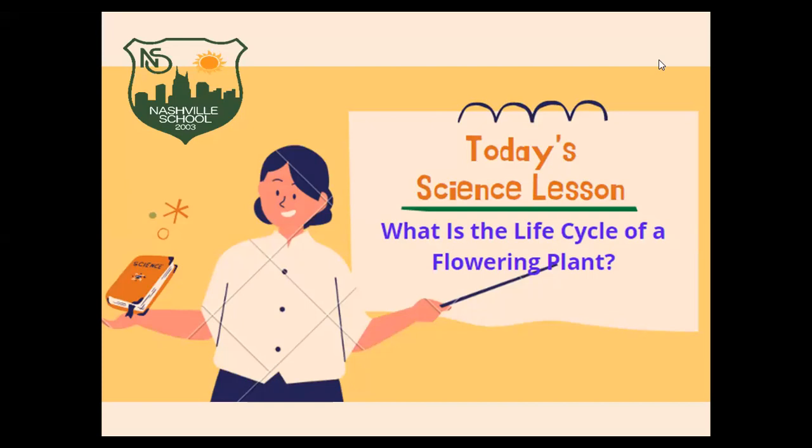So today's science lesson is: what is the life cycle of a flowering plant? You can see it on page 26. As you know, last week we were learning about how flowers make seeds and fruits, and we talked about pollination and fertilization. We even watched a video about it. Today we are going to be working on the life cycle of a flowering plant.